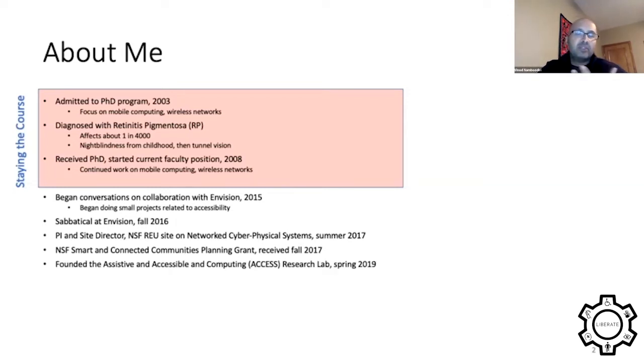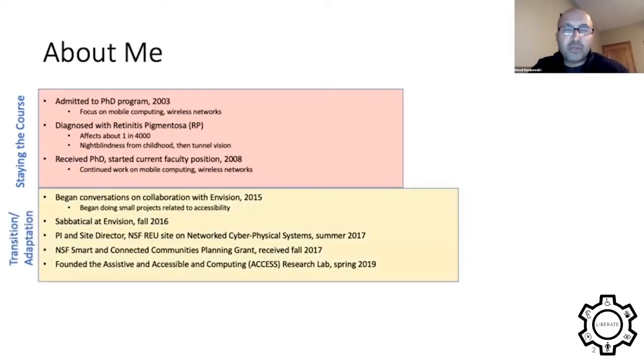Then I created a new lab known as the Assistive and Accessible Computing Lab, completely focusing on this topic. As you saw from the beginning, I started as a researcher in a different area, and now I had completely changed, transitioned, or adapted. I think you'll see this theme later: people with disabilities are often good at adapting, or used to adapting, and have to adapt.